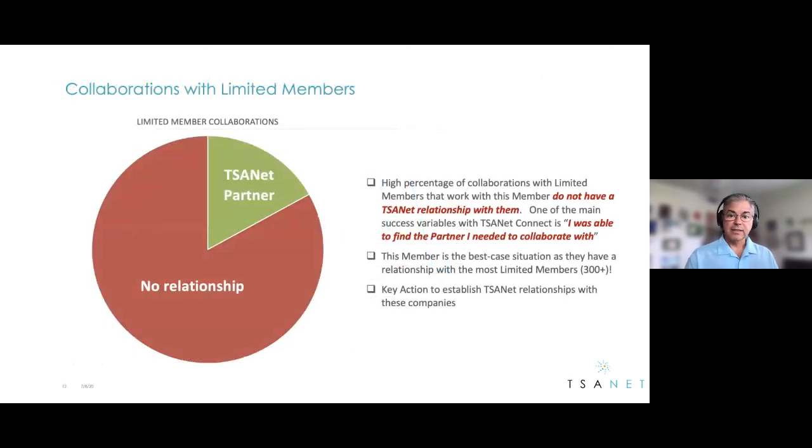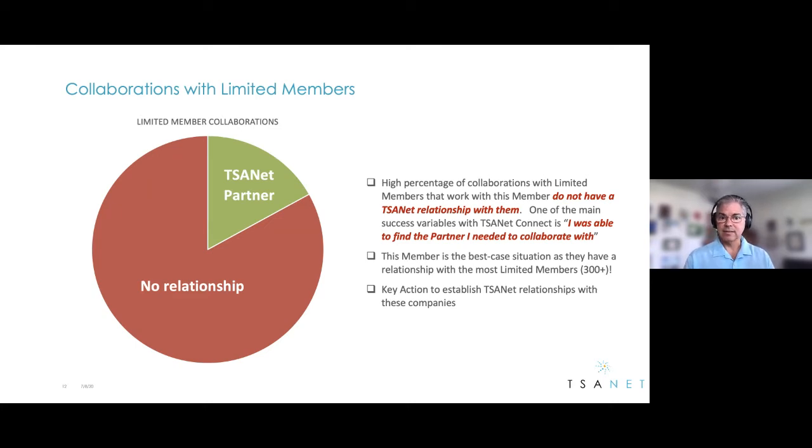The second thing we learned by looking at the data in this particular member, just so you know, I would say is our number one member any way you want to look at it from a metric standpoint. So they have the most partners in their partner programs. They are by far the leader on this whole TSANet Connect thing. But even with them, when we took a look at the collaborations that were happening inside their CRM system, a lot of them were happening with vendors that they did not have a relationship with.